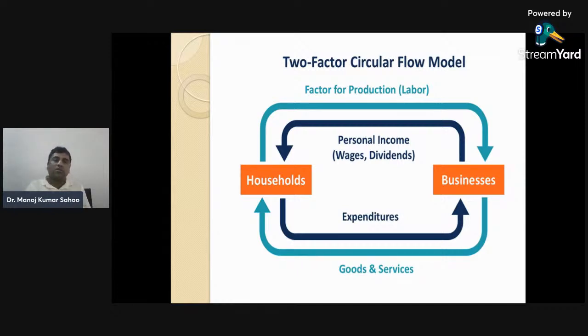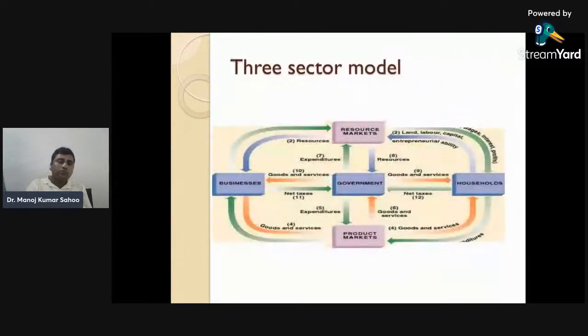Moving further, we will discuss how income is moving in a three sector model. You see here another sector is involved, that is called the government sector. From this diagram, there's a figure that shows that household supplies goods and services, and the household provides the labor, land, capital, entrepreneurial ability.